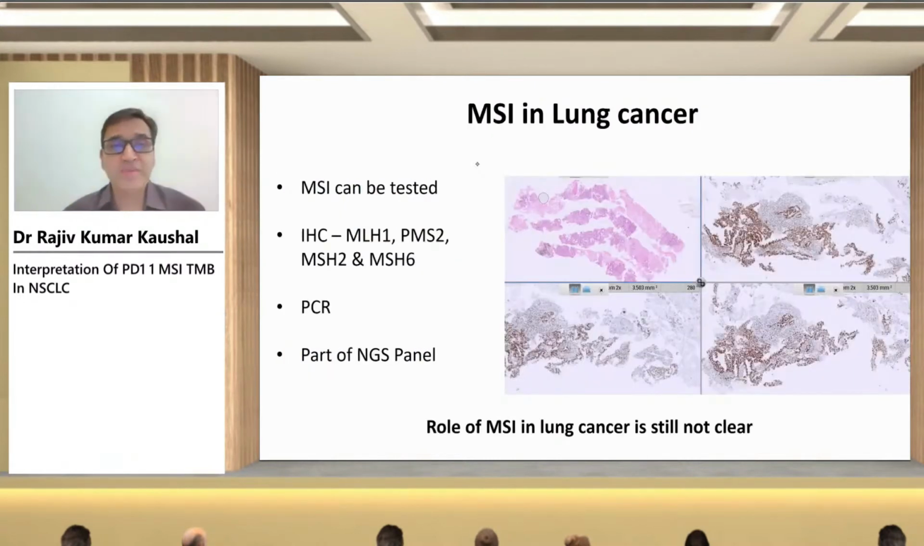And finally, about MSI, the role of MSI in lung cancer for immunotherapy is still not established, and if we are to evaluate it, it can be done either by using IHC, PCR, or as a part of an NGS panel. The problem with using IHC is that for evaluation of MSI by IHC, you need to perform four IHC markers, and it consumes a lot of tissue. So you will not be able to do the routine diagnostic or targeted biomarker testing. So it's recommended to test for MSI as a part of an NGS panel rather than other modality.